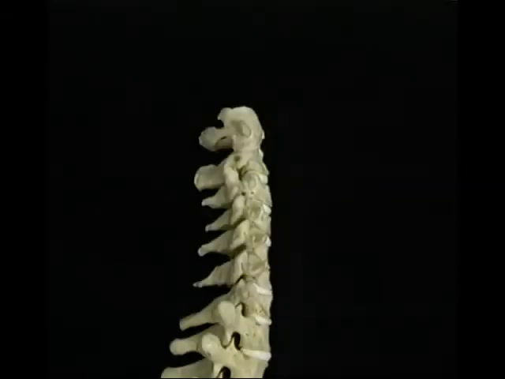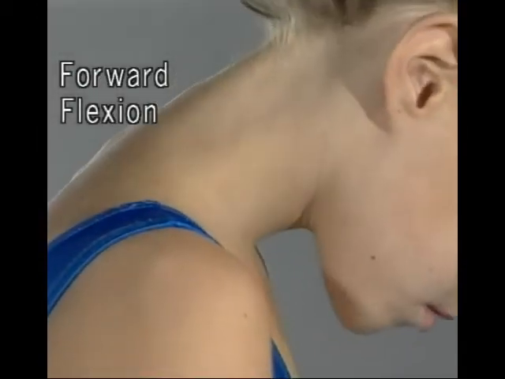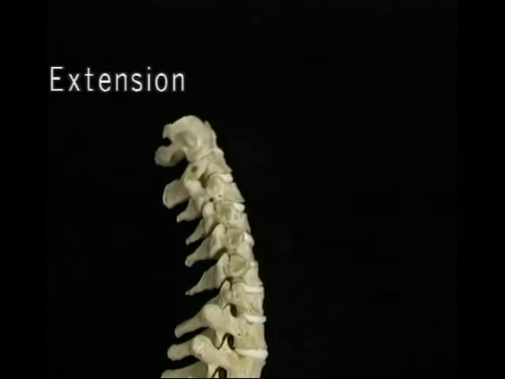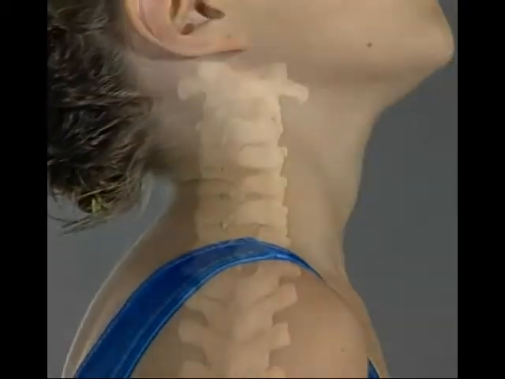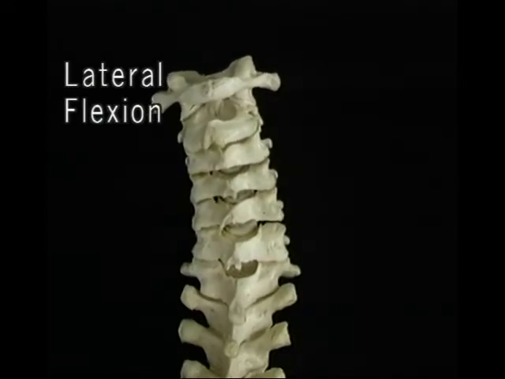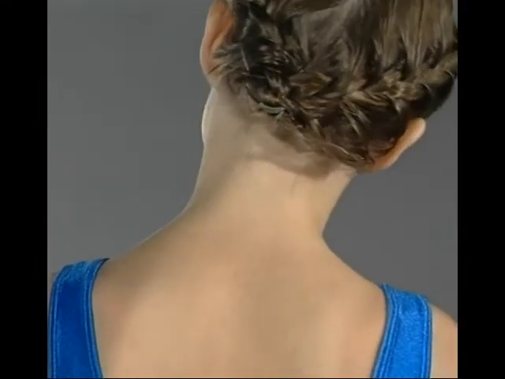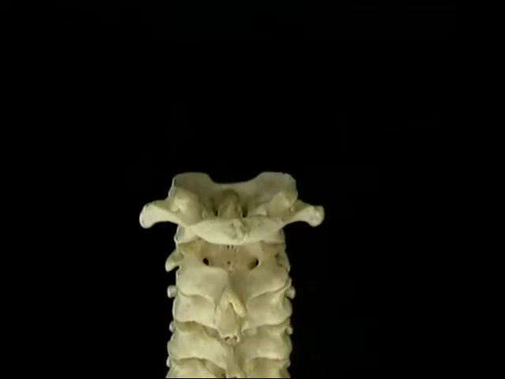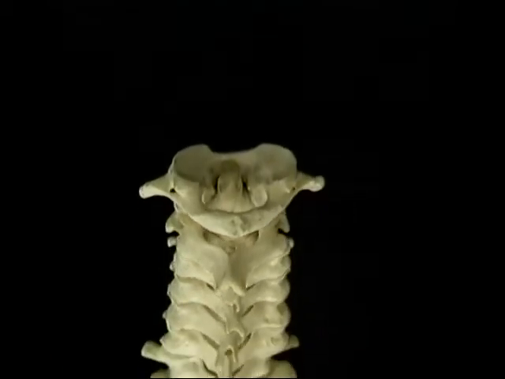The movements that can occur in the cervical spine are forward flexion, extension, and lateral flexion to one side or the other. Rotation also occurs in the neck. Almost all of it happens at the specialized joints between the atlas and the axis vertebrae, which we'll look at in the tape on the head and neck, Volume 4 of this atlas.